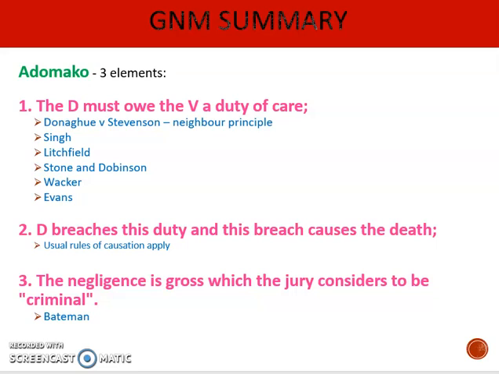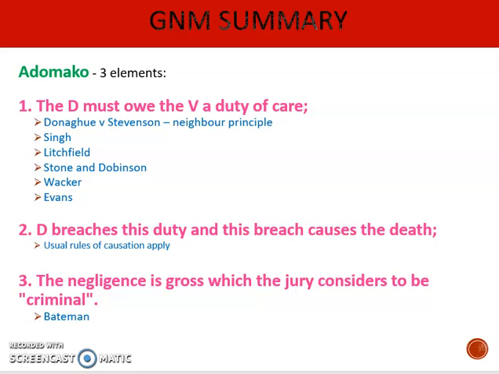Gross negligence manslaughter is our second type of involuntary manslaughter. Remember, UAM is the other. And involuntary manslaughter is where there has been a homicide, a killing, but our defendant doesn't have the mens rea for murder. They don't have intention to kill or do GBH.